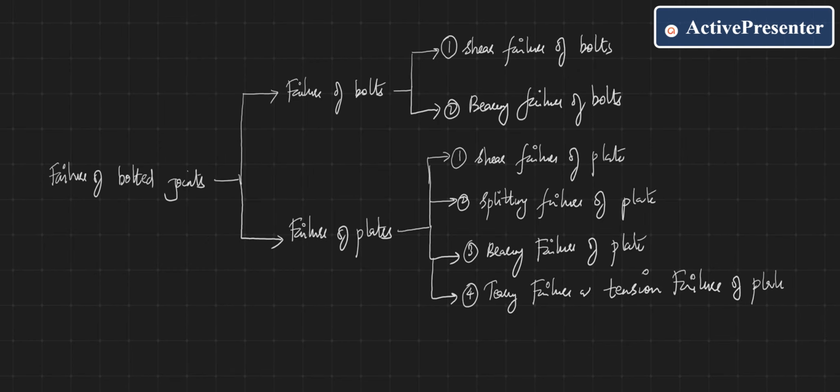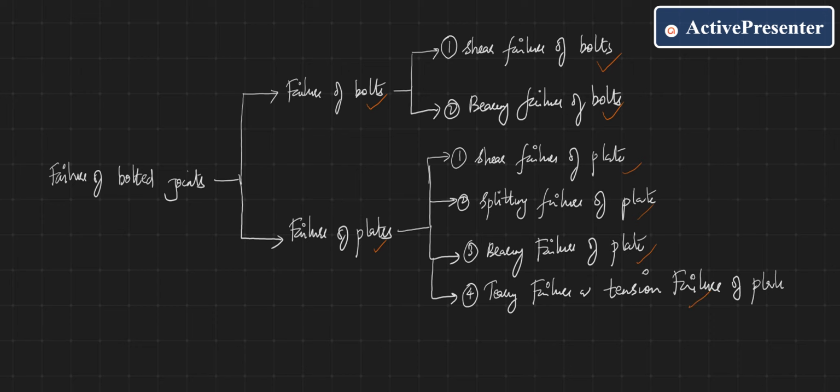So I could summarize it. The failure of bolted joints is due to failure of bolt and failure of plates. In failure of bolt, there are shear failure of bolt and bearing failure of bolt. In failure of plate, there is shear failure of plate, splitting failure of plate, bearing failure of plate, and tension failure or tearing failure of plate.